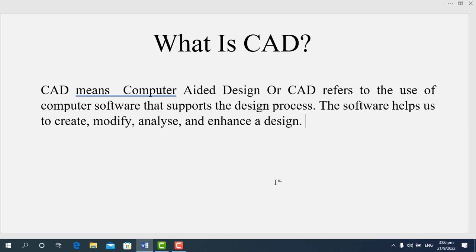In other words, CAD is a software that helps us to design things.